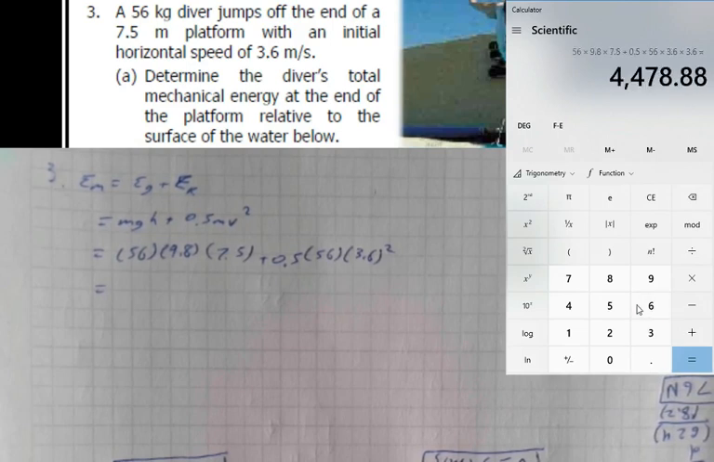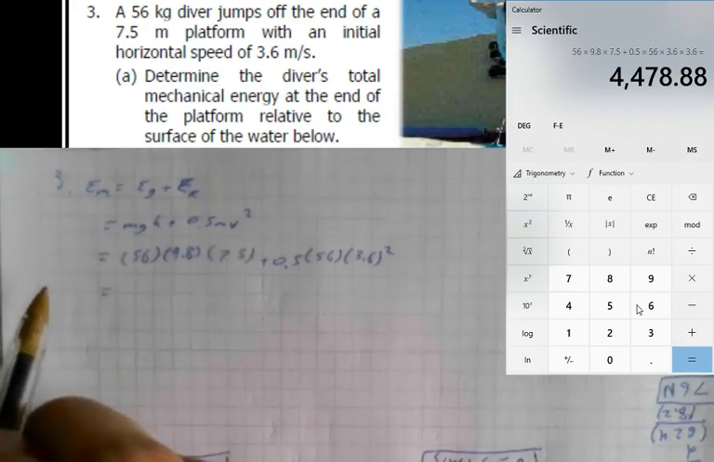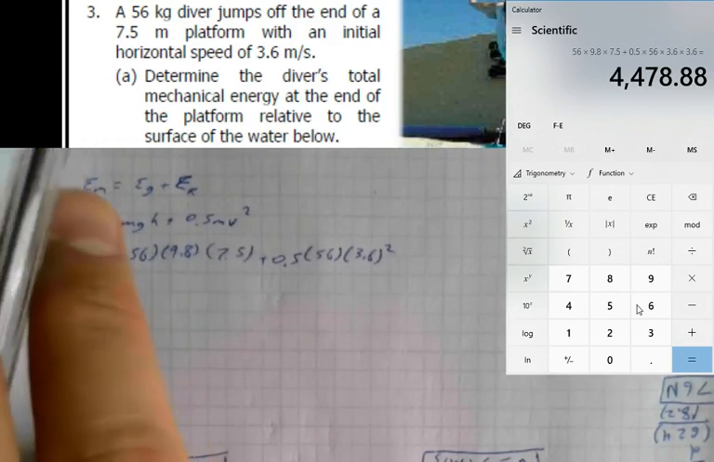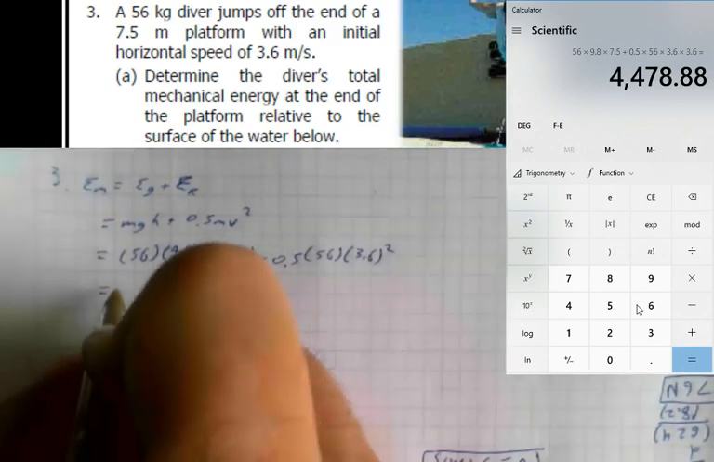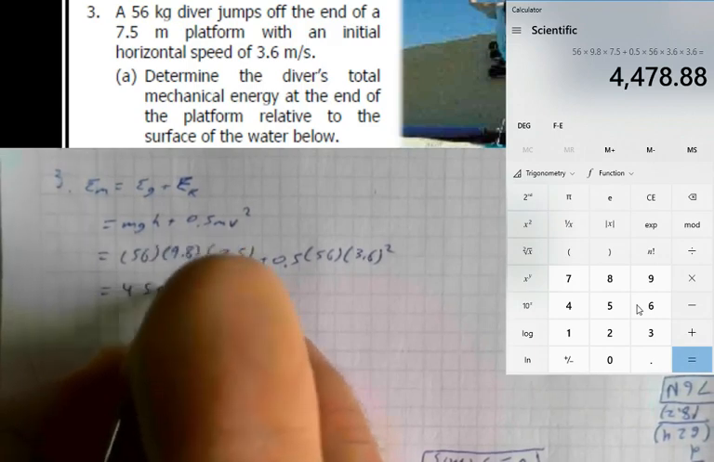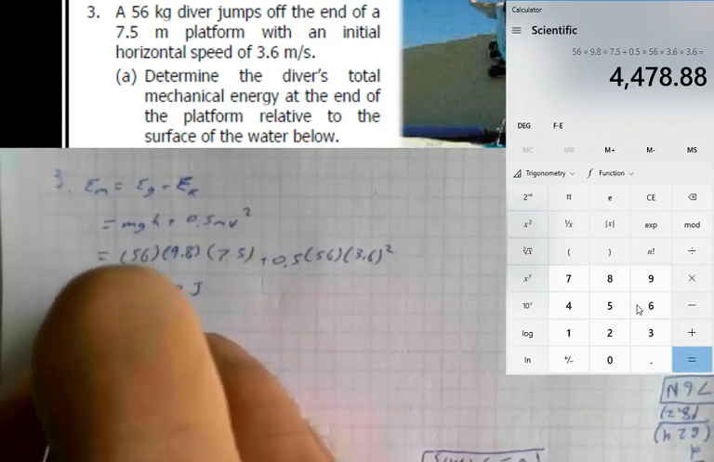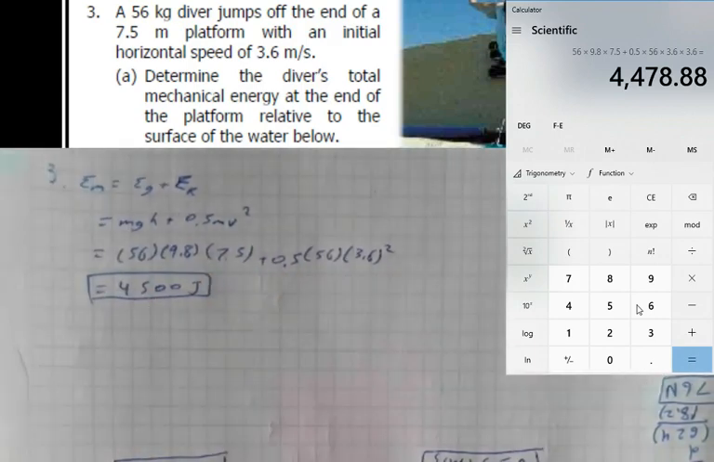We have 4,478. That's going to round to two significant digits, because if we look at the first given, it is 56, so that's two significant digits. So we would write 4500 joules. 4,500 is the initial mechanical energy.